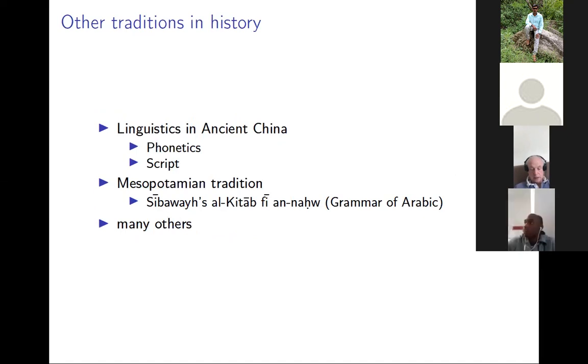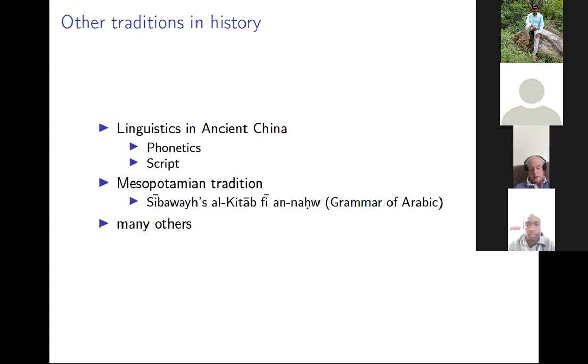So there are other traditions in history. There was a Chinese school of linguistics, which is over 2 millennia old, but their focus was mostly on the phonetics of Mandarin, of the ancient Chinese languages, and the script, how to adapt the script to write different sounds, etc. There is also a Mesopotamian tradition. This was around maybe the 7th or 8th century CE.